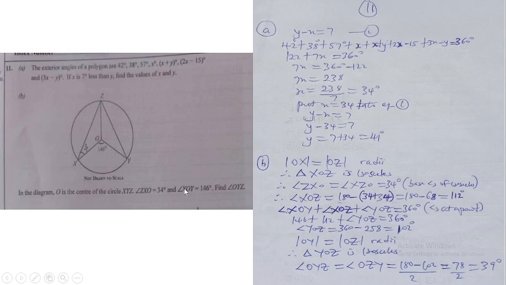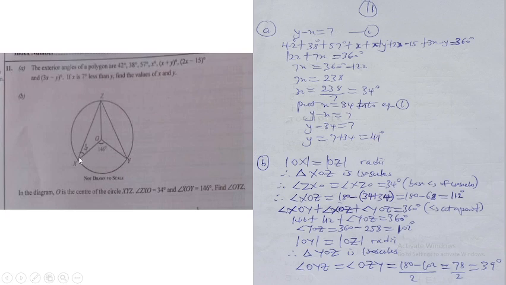And angle XOY, which is this angle here, is 146 degrees. Find angle OYZ. This is the angle here. You want to find this angle that is here. So how do we do that? It's very simple as well.